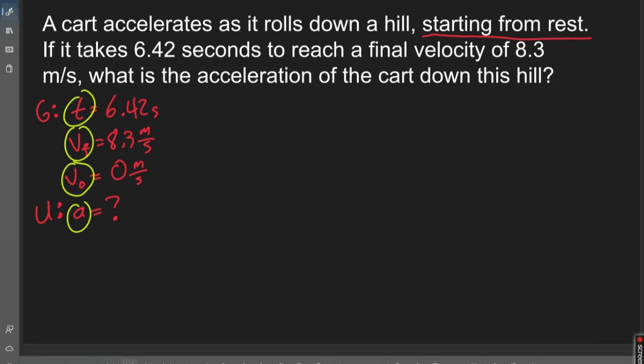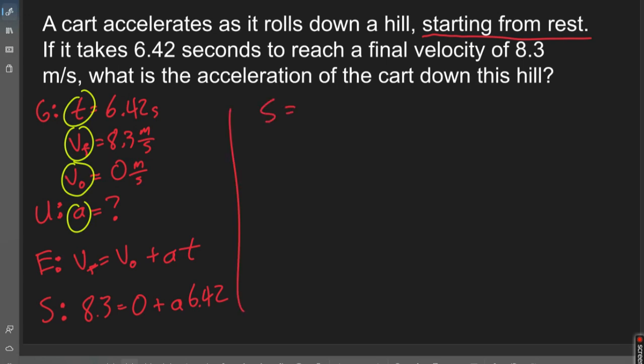Looking at those 4 variables, try to find an equation that relates those 4. It is V final equals V initial, or V naught, plus A T. Next up, substitute. V final, 8.3. V initial, 0, plus A, which is what we're looking for, times T, 6.42 seconds. All we have to do is solve. I'm just going to rearrange this a little bit. We can get rid of the 0: 8.3 equals 6.42 times acceleration. I meant to not put an equal sign there, that's just our letter for solve.